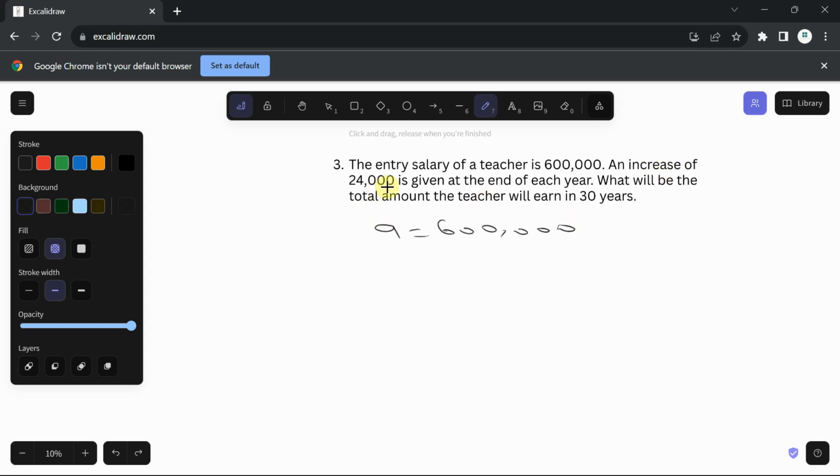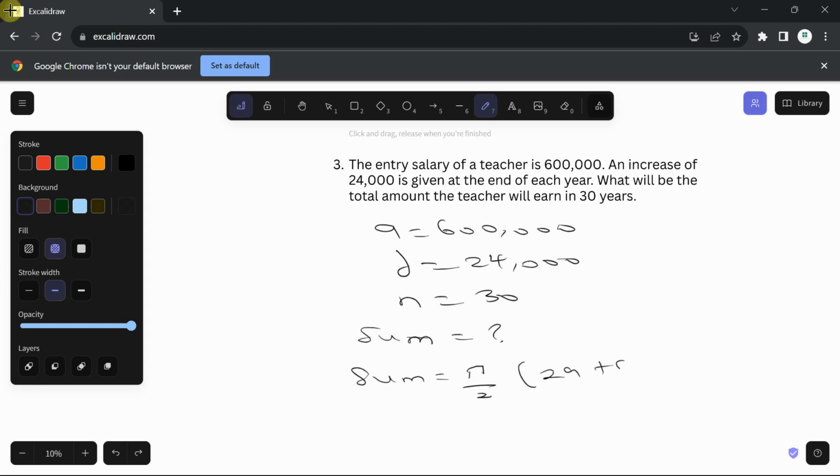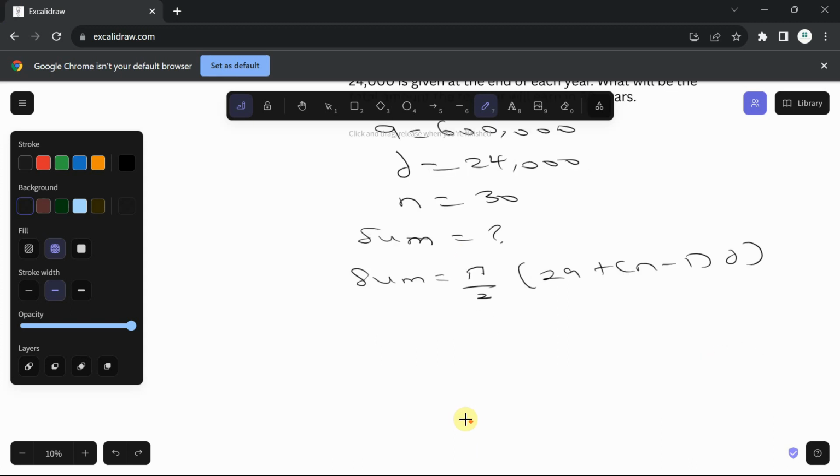An increase of 24,000 is given at the end of each year. So every year is going to be increasing by 24,000. That will be our what? Our D. Great. So that is 24,000. So that says, what will be the total amount the teacher will earn in 30 years? So when N is equal to 30, what will be the sum? This is really just the interpretation of the question. So we know that our formula for the sum is N divided by 2, open brackets, 2A plus (N minus 1)D, right? Since we know this formula, let's substitute inside the formula.